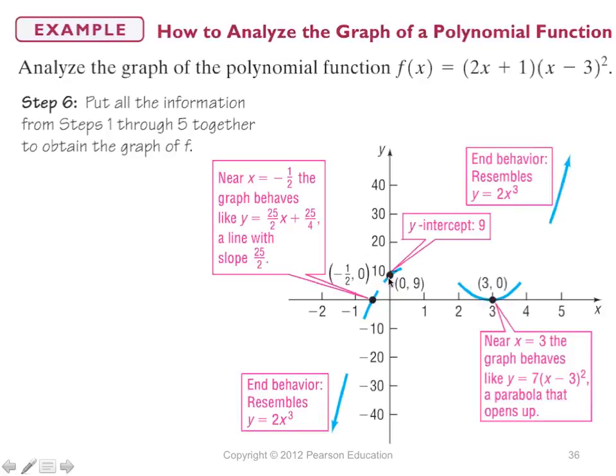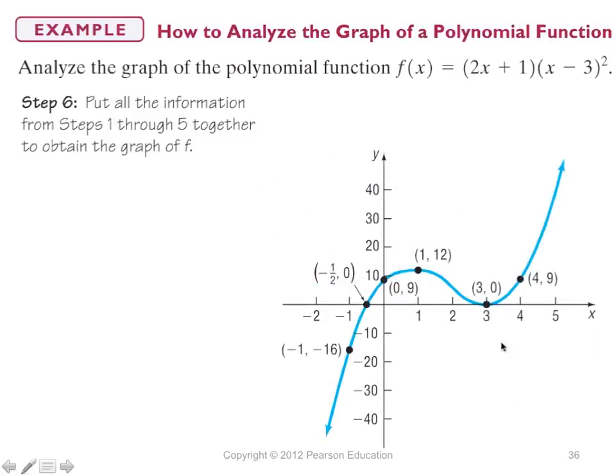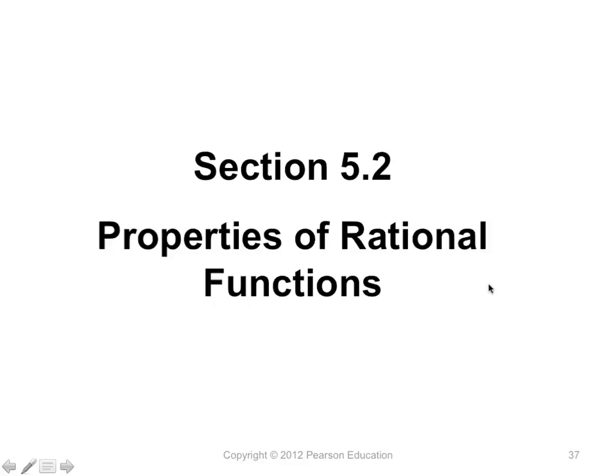Then go ahead and pick any other points that you have. So you have 0, 9 as another point. And then you want to think about touching and crossing. We know at 3 that it's even multiplicity, so it should touch, which is exactly what's happening. And we know that at -1/2, it's odd multiplicity, so it should cross. And that's what's happening as well.